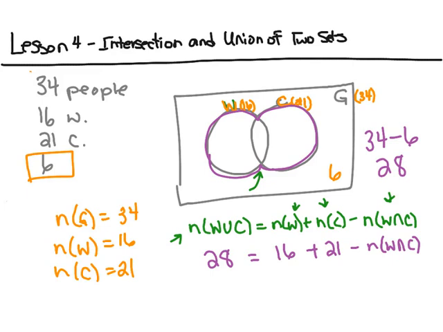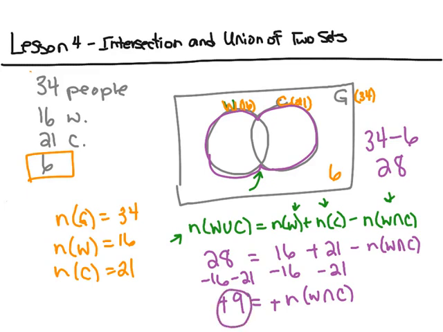So all we're going to do is solve for this. So we're going to take the 16 and move it to the other side, and the 21 and move it to the other side. So you have 28 minus 16 minus 21, and you get negative 9. And this is equal to minus N of W and C. So all we're going to do is flip our signs. So the intersection of W and C is 9. So we put 9 here.